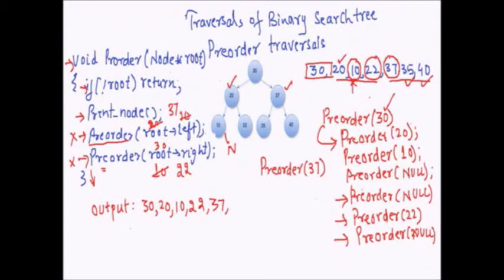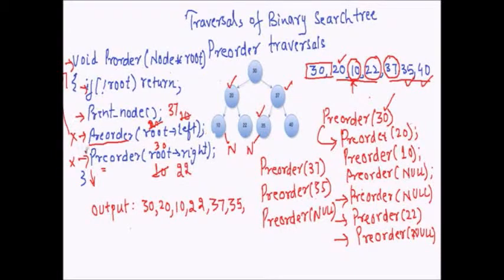What is the left child of 37? It is 35. So the pre-order will be called on 35. Again we will return to the function call. Is root null now? No, it is not. So we'll print the node 35 and invoke the pre-order with root's left, and that is null. So the pre-order will be invoked with null as parameter. We go to the execution of the function. Now the root is null, we'll return back.